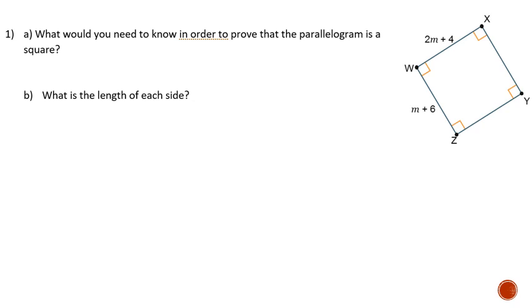This next figure, in order to prove that it is a square, so this is the last topic we'll be talking about, special types of parallelograms. There are 3 special types of parallelograms, and it's rhombus, rectangles, and squares. And there are different properties, if you look back at that front page, that they all have on top of being a parallelogram. So in order to prove that this is a square, we would need to know that WX and YZ are congruent.